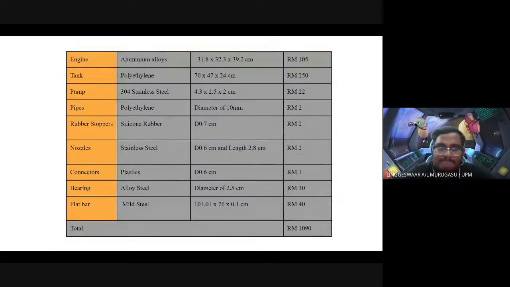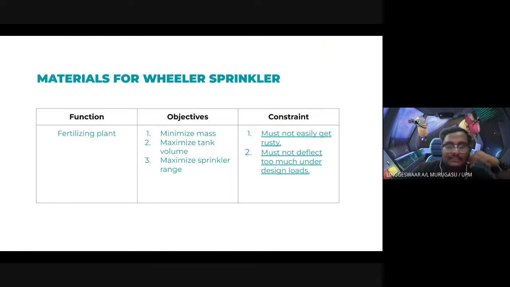Next, we go for the engine. For the engine we use aluminum alloy so that it can last a longer time. Then a tank, pump, pipes, rubber stopper, nozzle, connector, bearing, flat. So the total amount that we require for the material is around RM 1090. Next, I'll pass to the next presenter.